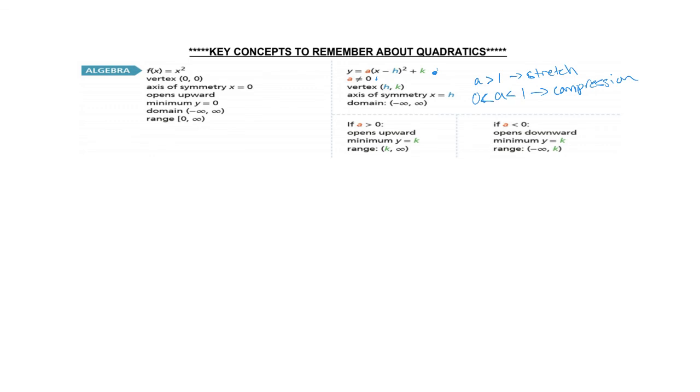Our axis of symmetry is x equals h because it's the x value of our vertex. Our vertex is h comma k. If a is greater than 0, so positive, it opens upward. And if a is negative, then it opens downward. Okay, so this will help you for the first problems. And that's the end of the notes.